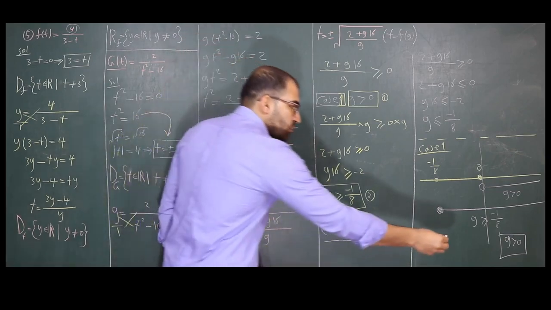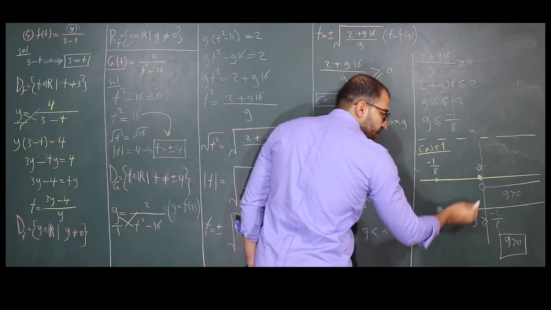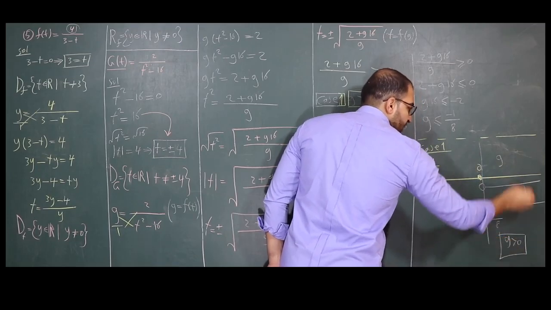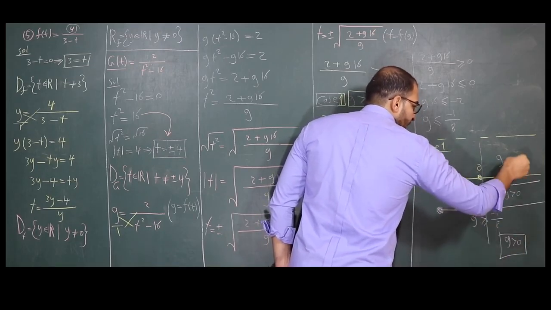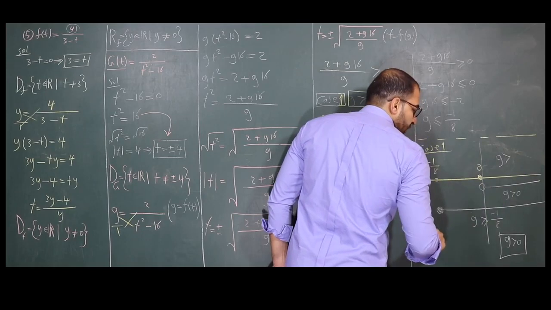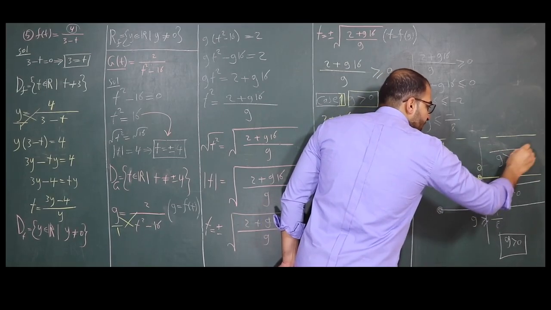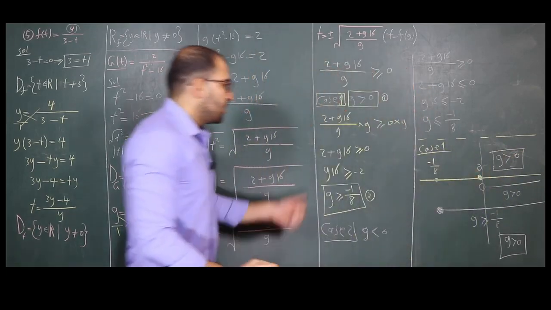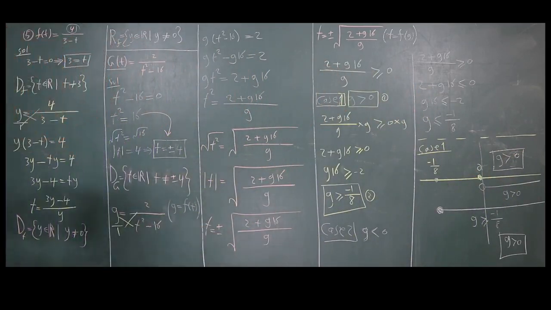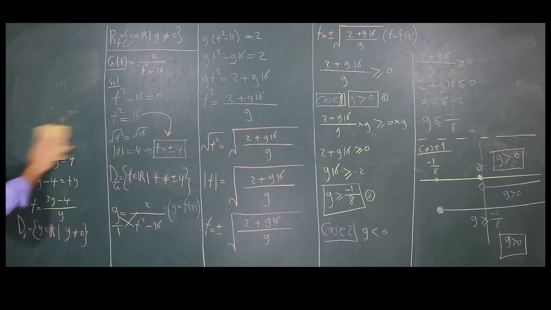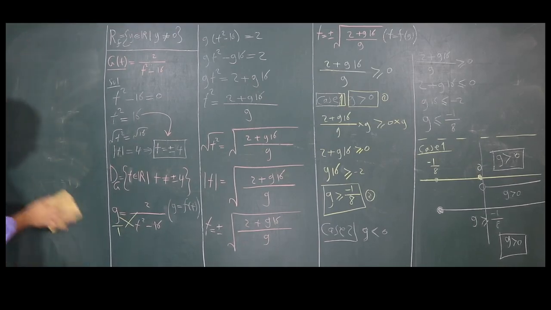So the result will be the common elements between this condition and this condition. In case you don't see the writing at the bottom of the board, I will write it here: g greater than 0. This is the result of case 1. I'm going to erase this board and try to conclude the result from case 2.